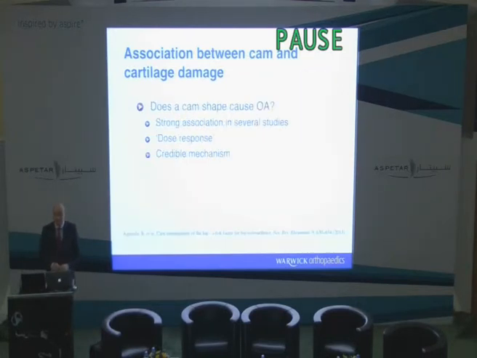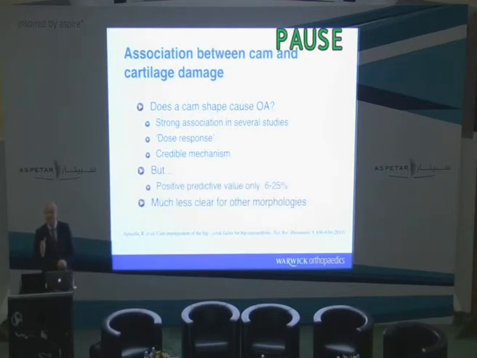And we have a little bit of information, and we heard about it the day before yesterday, that cam shapes in particular, not other types of FAI, but cam shapes may be associated with osteoarthritis. But the positive predictive value, that is to say, how confident can we be that you'll get arthritis if you've got a cam shape, is very low. And we have virtually no idea about other morphologies. And we even think that some morphologies might be protective.